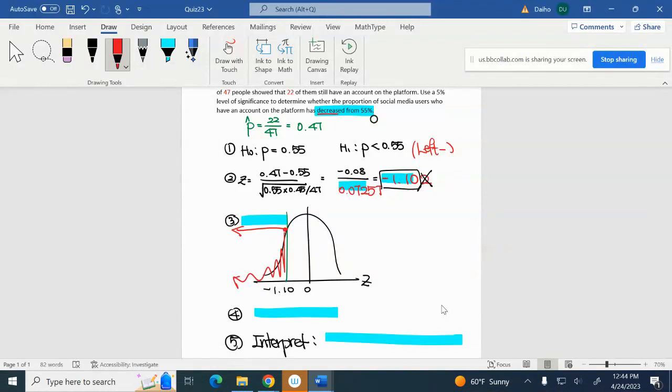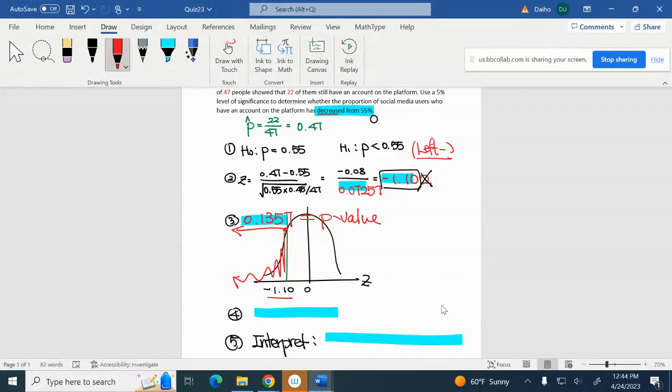Negative 1.10. 0.1357 at negative 1.10. Do I have to take twice? No, it was the left tail, so it is the p-value directly. How much was the alpha? Alpha was 5%. Is it bigger than 5% or less than 5%? Bigger. What was the conclusion?